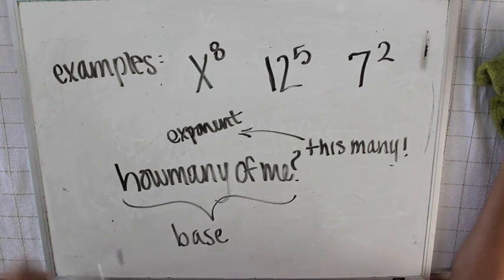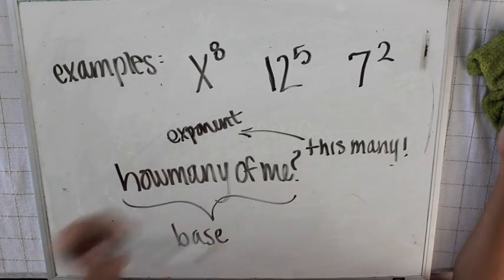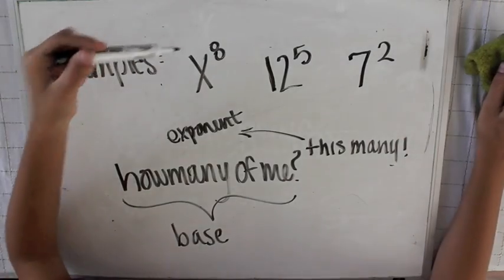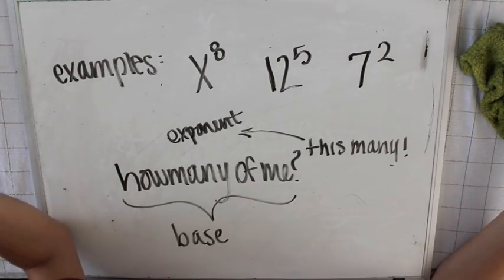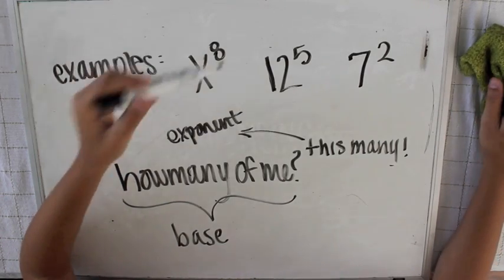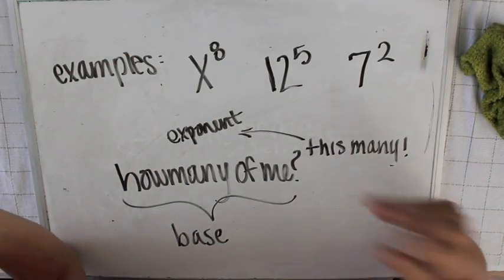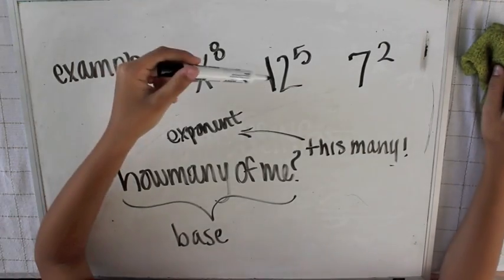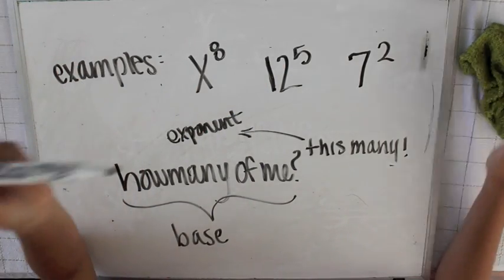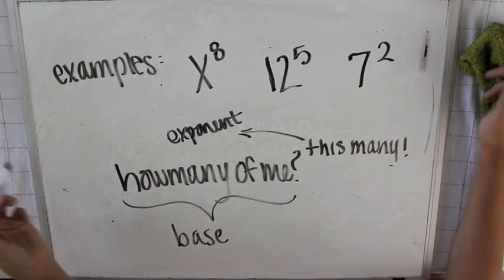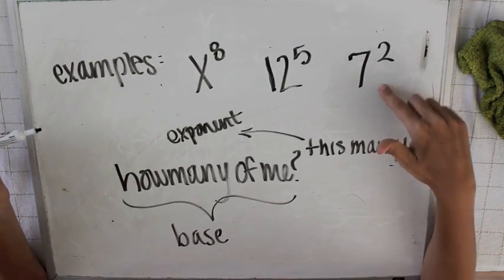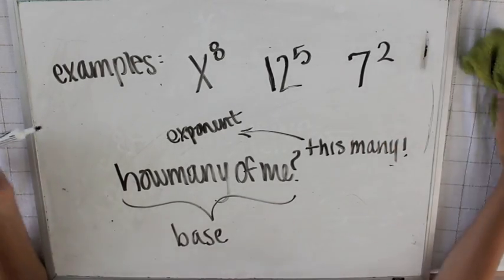Your base is really asking how many of me, or how many of the base, and then the exponent is saying this many. If we were to write these out, how many x's are being multiplied together? 8 x's. So it's x times x times x and so on until you have 8. This one is saying how many 12s are being multiplied together. 5 are being multiplied together, so it's 12 times 12 and so on. With the 7 squared, how many 7s are being multiplied together? 2 7s, so it's 7 times 7.